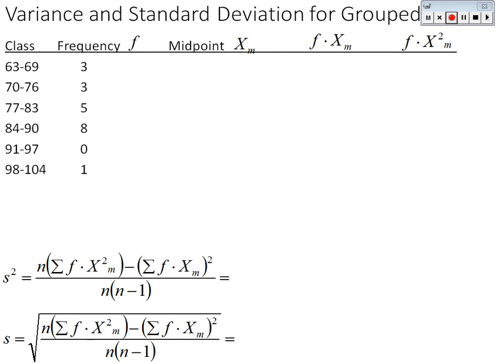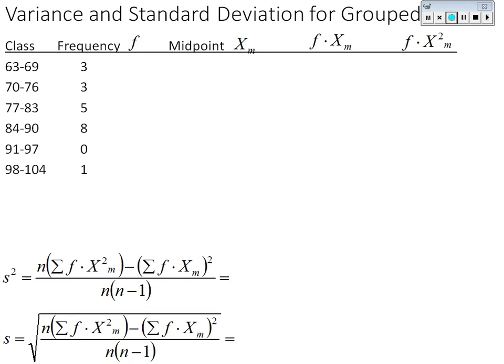We've been working quite a bit with group data. We found the mean for group data in our last section, and we had a somewhat similar process for it. We can also, in turn, find the variance and standard deviation for group data. It starts off very similar. We have our classes, we have our frequencies.